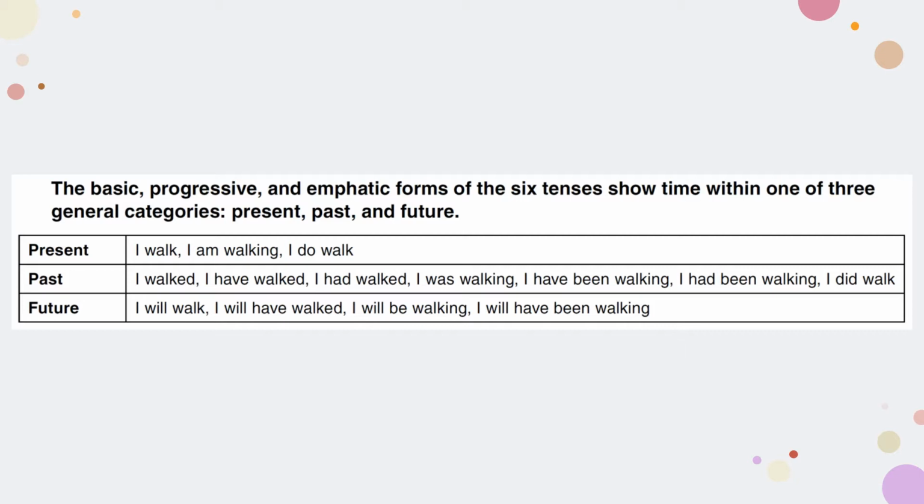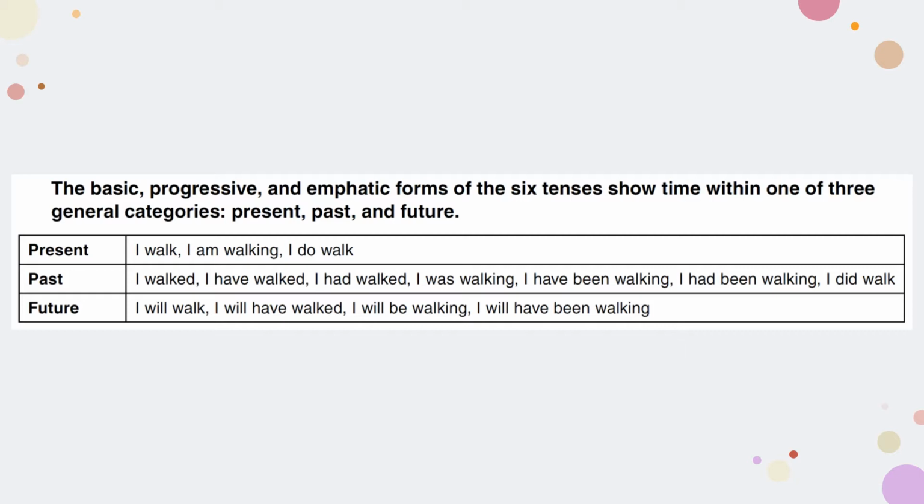So progressive and continuous are used interchangeably. Then we have I had been walking, which is the past perfect continuous. And finally, I did walk, the past emphatic. Those are all the types of the past. Don't be confused by I have walked: it is present perfect, but still the past participle is used. Then we have the future.